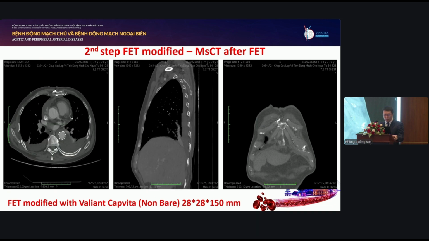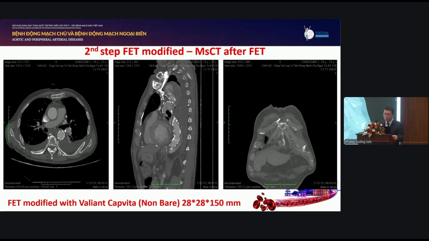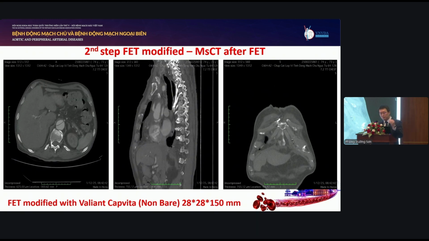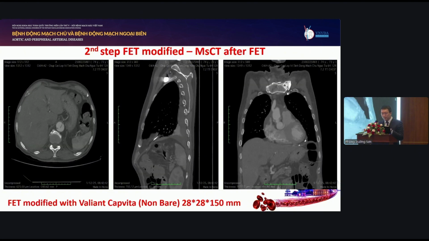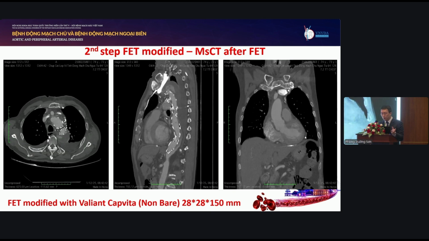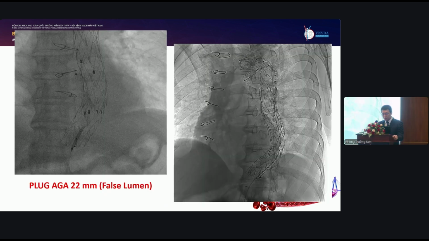I use the Valiant catheter with non-bare for the frozen elephant trunk, 28, 115 millimeter, below the proximal landing zone. You can see that after open repair for the proximal landing zone, that is the problem when you try to use the fast and the frozen elephant trunk. All the way the stent graft is in the aortic arch. We had kinking. So I used a balloon the third time to open the aortic arch with the stent, maybe to reduce the pressure here. And I try again to check the angiogram.